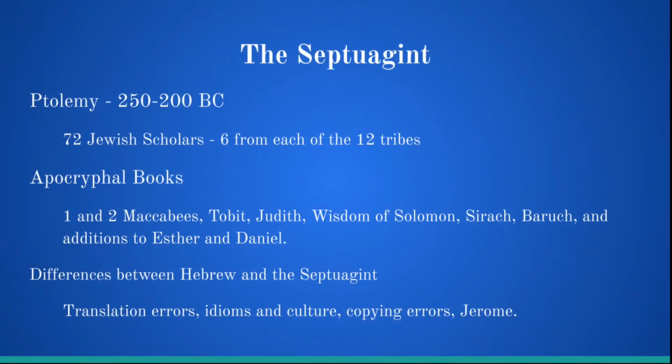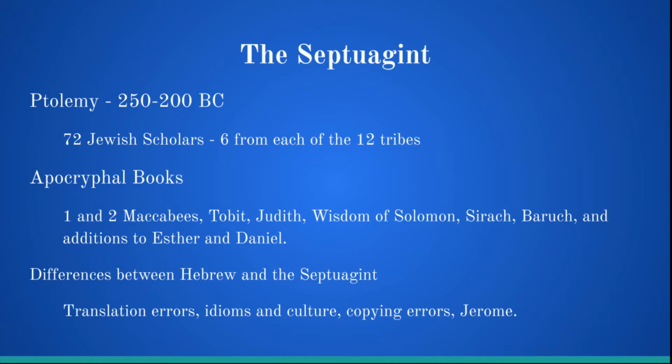Somewhere around 250 to 200 BC, Ptolemy II, a Greek king of Egypt, assembled Jewish scholars to translate the Hebrew Bible into Koine Greek to have as part of the Library of Alexandria. According to Philo, he assembled 6 scholars, one from each of the 12 tribes, to accomplish this, a total of 72. This translation is called the Septuagint.